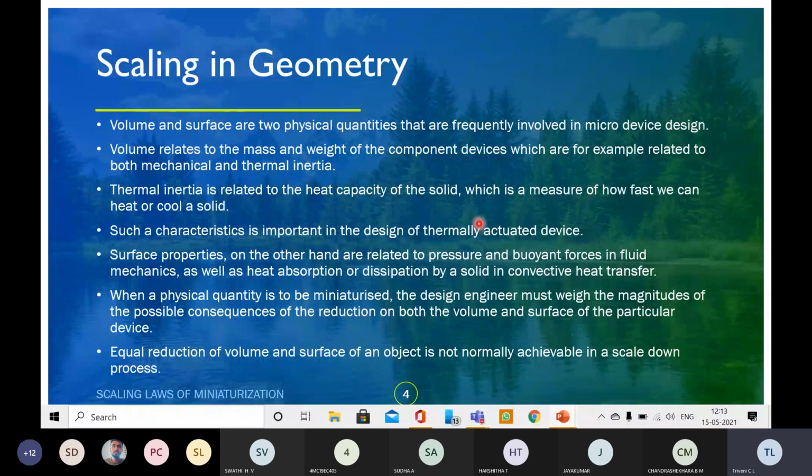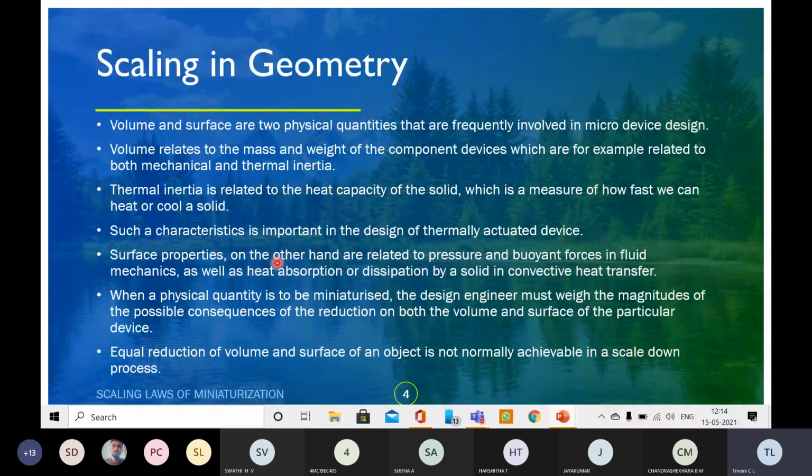And later we discussed, when you go for the scaling in geometry with respect to the physical quantities, we'll be having two parameters. One is volume and the second one is the surface itself. Whenever you go for the micro design, these two parameters you have to keep in mind, where volume will relate to the mass and weight of the components. And when you relate it to the mass and weight, we'll be having one more parameter which you have to consider, that is nothing but the mechanical and thermal inertia.